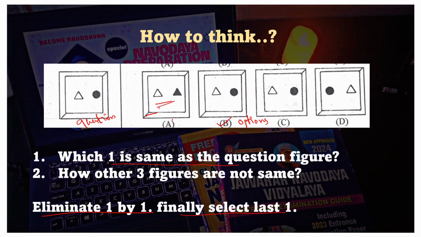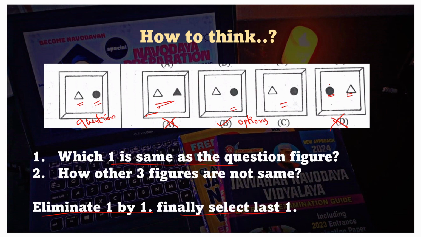So we need to eliminate A first. Next, we have to eliminate one more. While eliminating, here it is triangle and then circle. In the last one, it is circle and then triangle. So it is not matching. So we eliminate D also, and we are left with B and C.